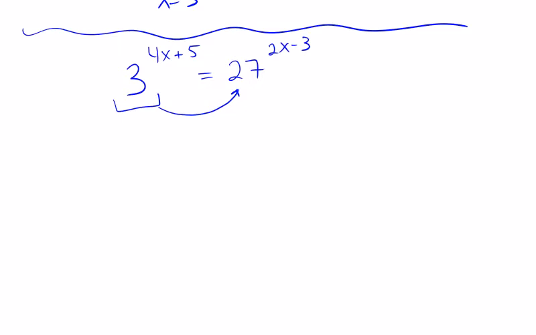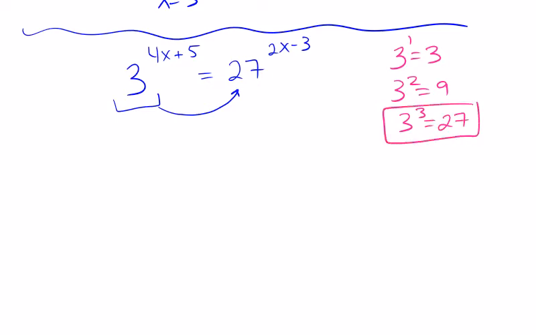We need to somehow convert 27 to 3 to some power. So we're going to start making a list. 3 to the first is 3. 3 to the second is 9. 3 to the third is 27. Hey, look, we got what we want. So what does that mean? We are going to replace the 27 with 3 to the third. So 3 to the third is going to go in place of 27.